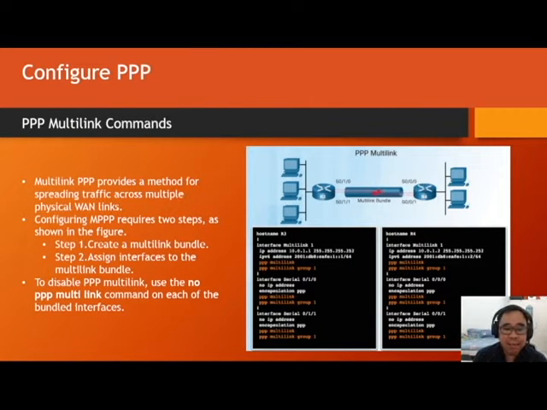Multi-link PPP provides a method for spreading traffic across multiple physical WAN links. Configuring PPP requires two steps, as shown in the figure.